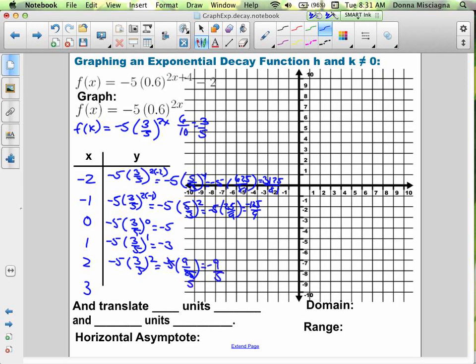We're still above 1. Negative 5 times 3/5 cubed is negative 5 times 27/125. So the 5s will cancel. That'll be 25. We're still above 1. Negative 27/25.